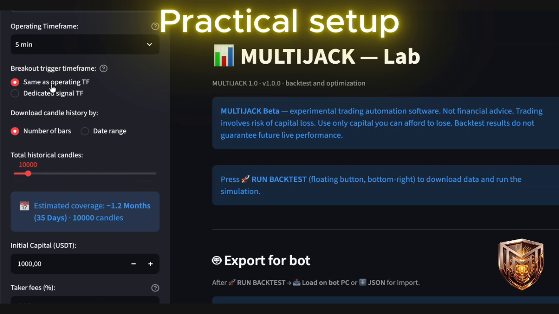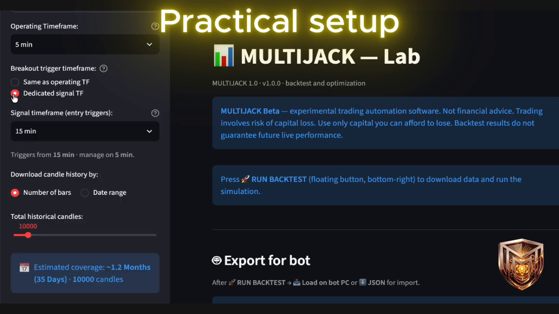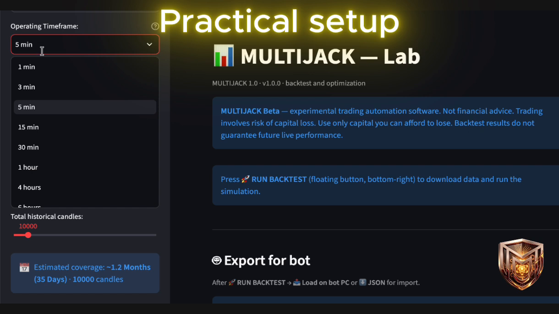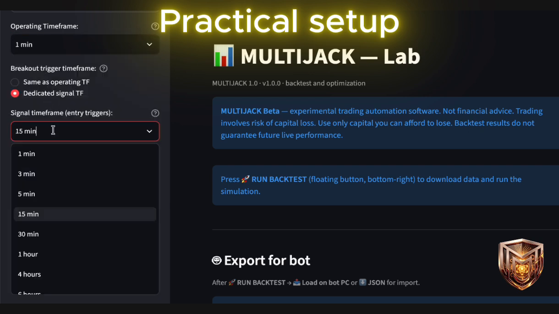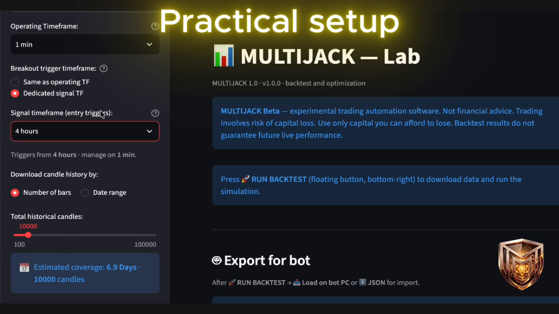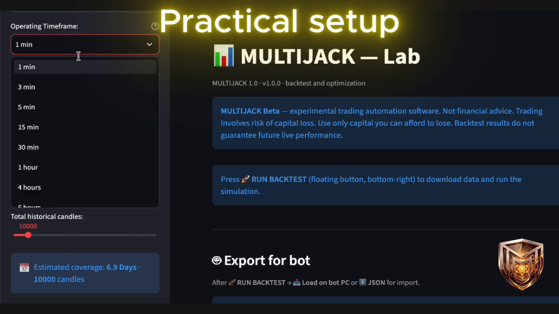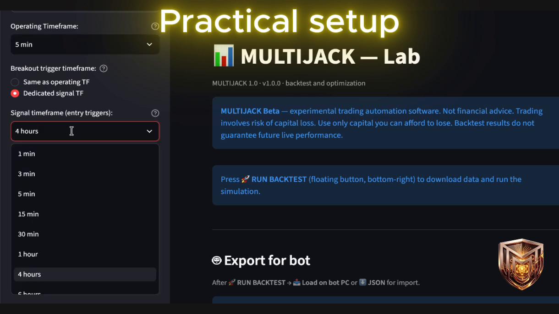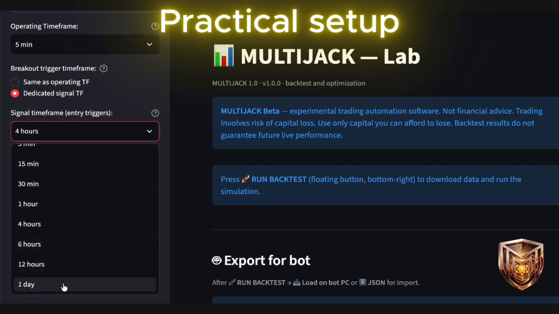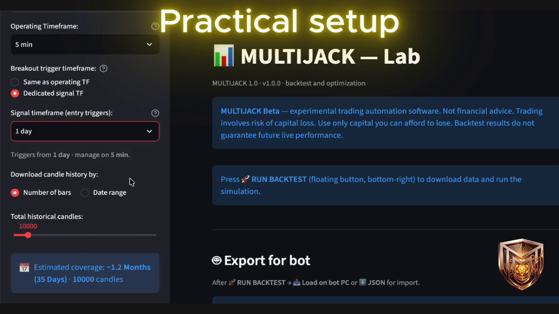In the sidebar, you can choose to use the same time frame for both signal and execution, or turn on a dedicated signal time frame, higher, daily, 4 hours, 12 hours, than the operating one, 1 minute, 3 minutes, 5 minutes, where execution, filters, and exits run. With a dedicated signal time frame, the trigger is calculated and updated there, while everything else runs on the operating time frame.